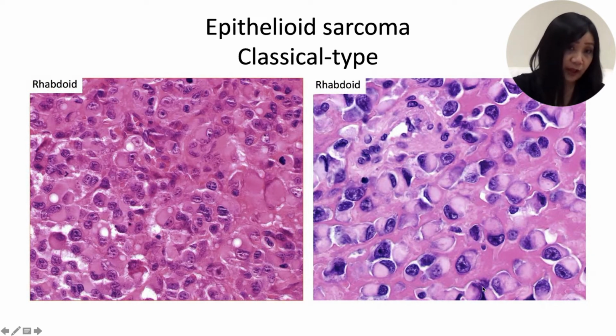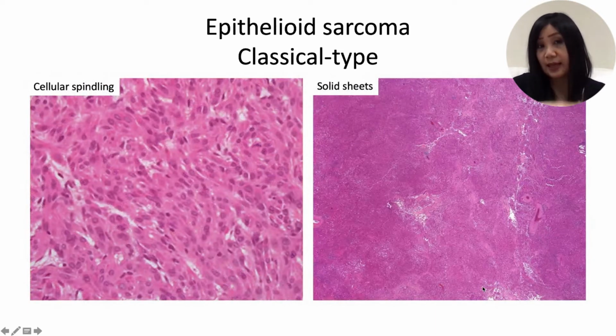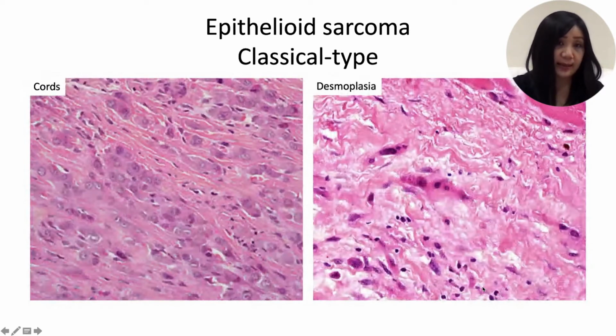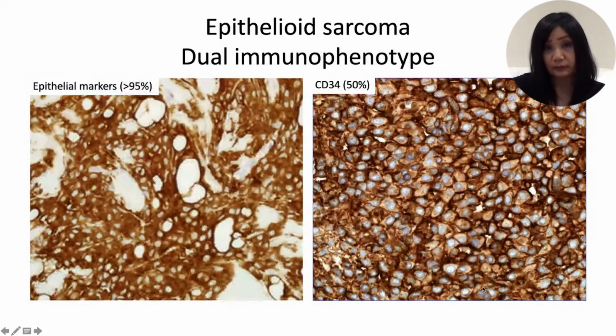Sometimes there can be rhabdoid morphology, although this is more common in the proximal variant. The cells can spindle, particularly at the periphery of these nodules, and sometimes the tumor can be present as solid sheets. Sometimes there can be a cord-like distribution of cells with variable stromal desmoplasia, and sometimes there can be spindling.